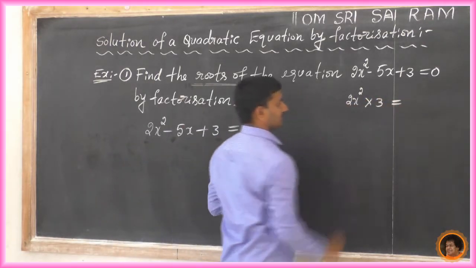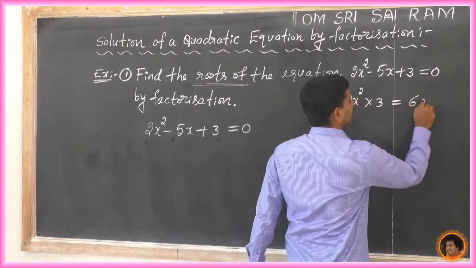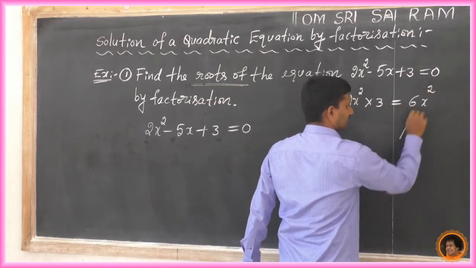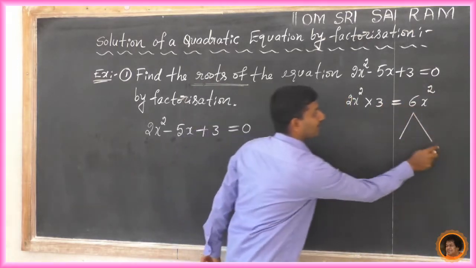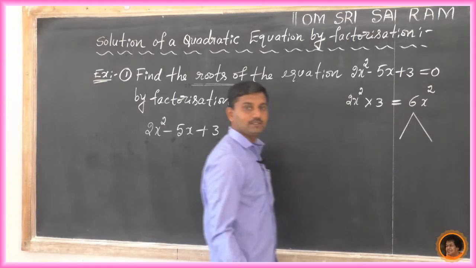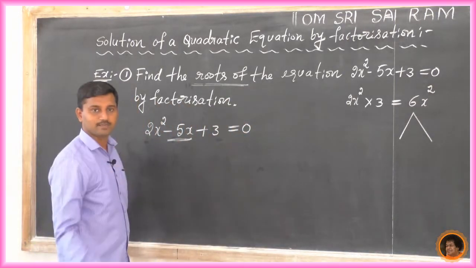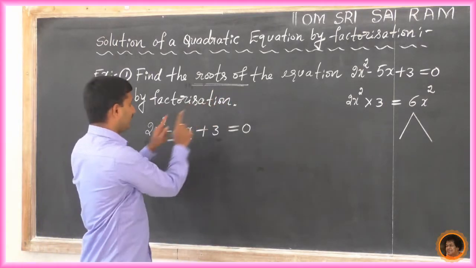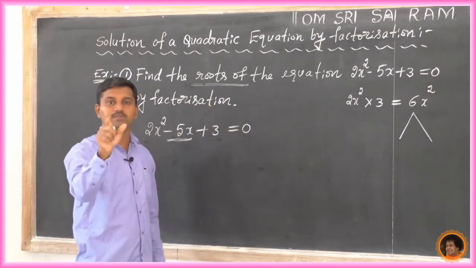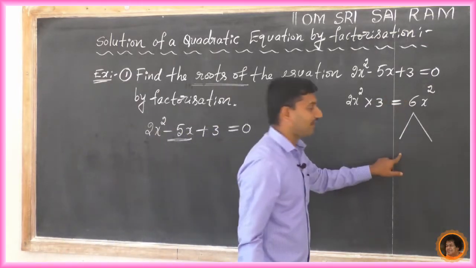So what is the product? 2x square into 3, that is 6x square. Now resolve into factors such that their product is 6x square but the sum is minus 5x. So this is the second step. What is the first step? Write the given equation in the form of ax square plus bx plus c equal to 0. And the second step is resolve the factors.